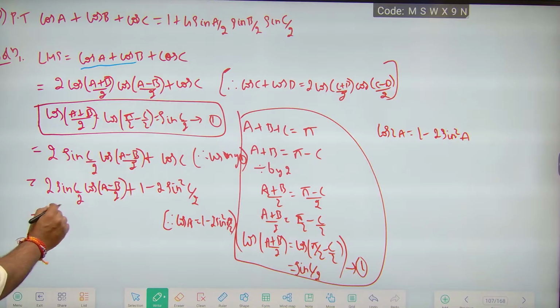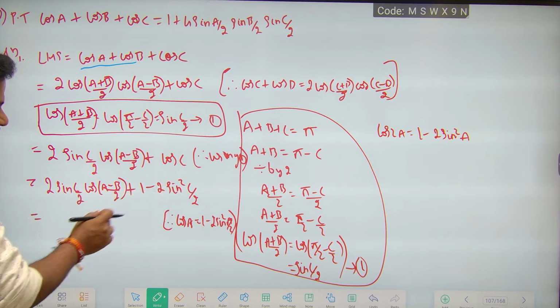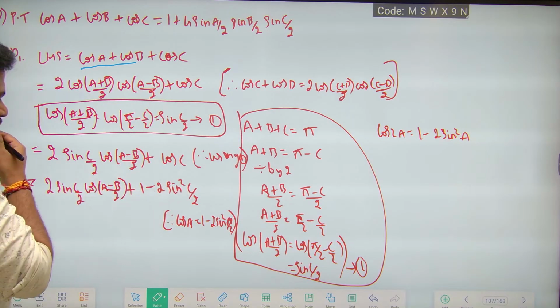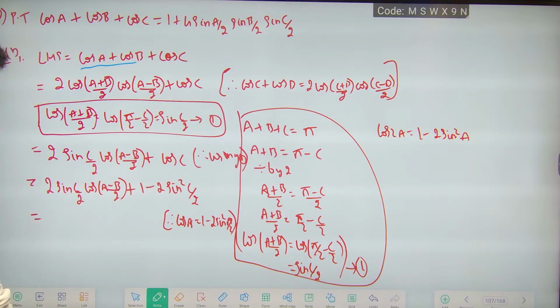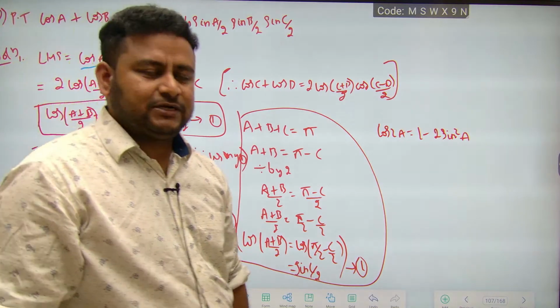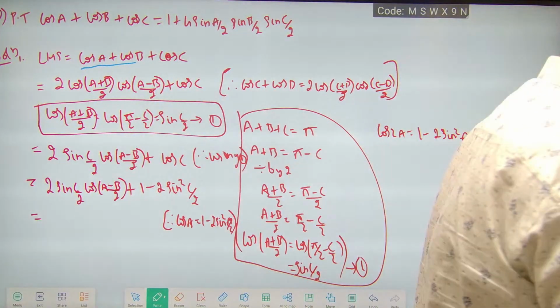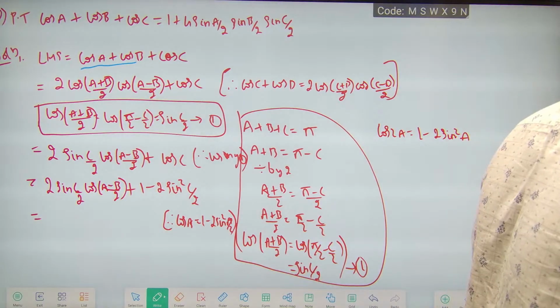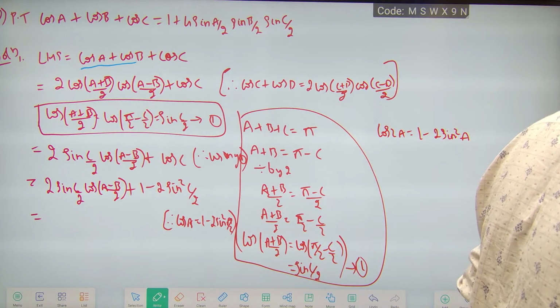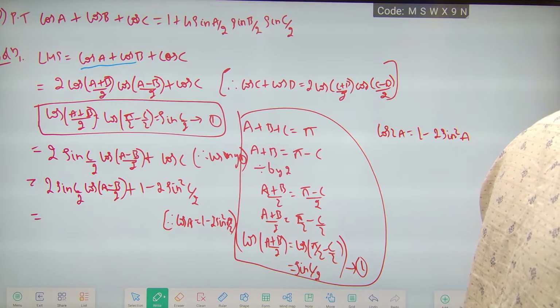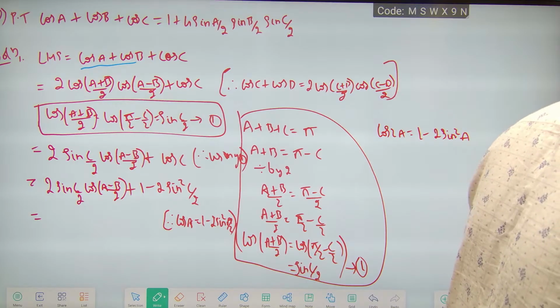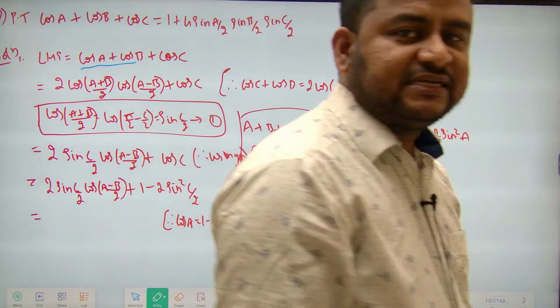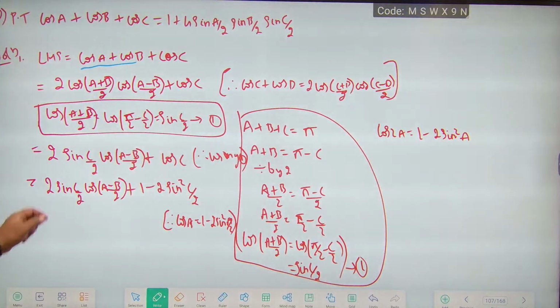Now 2 sin c by 2 is there, 2 sin c by 2 is there, and 1 minus 2 sin square c by 2 is there. So what I can do, I can take sin c by 2 common, correct. Sin c by 2 definitely I can take common. Instead of taking just sin c by 2, 2 also is there, I can take 2 also common.